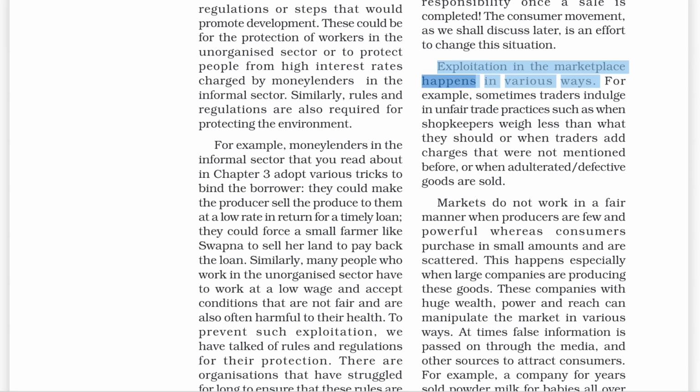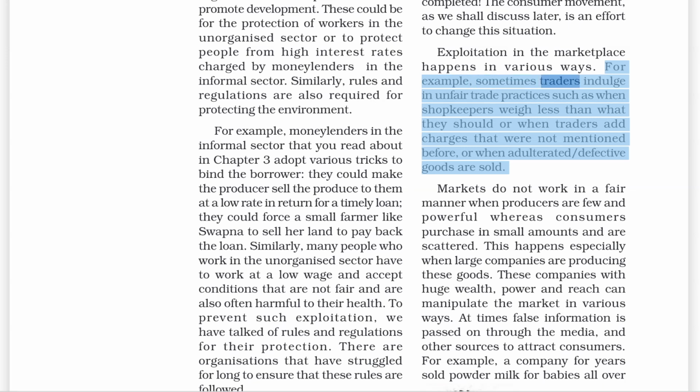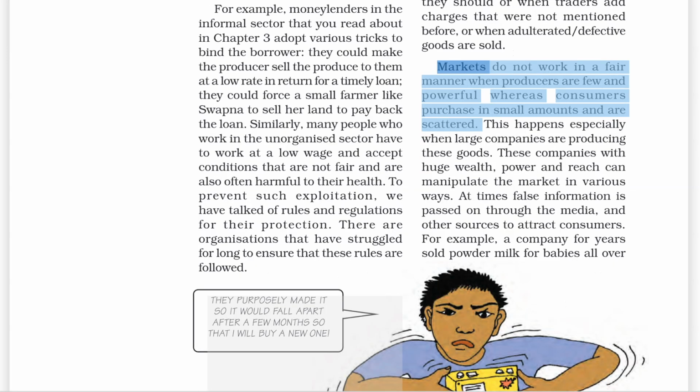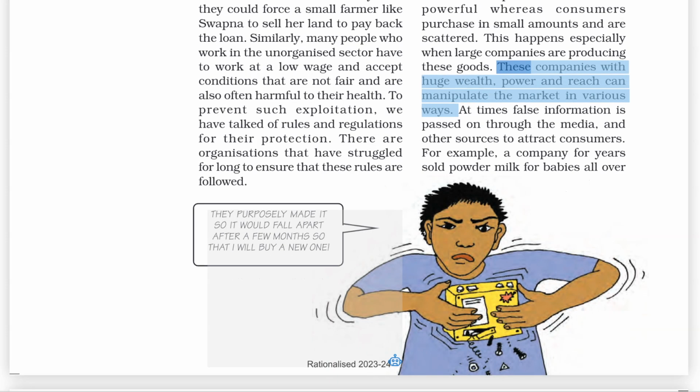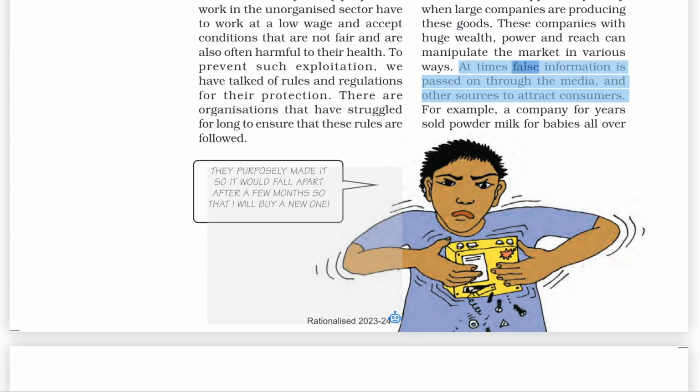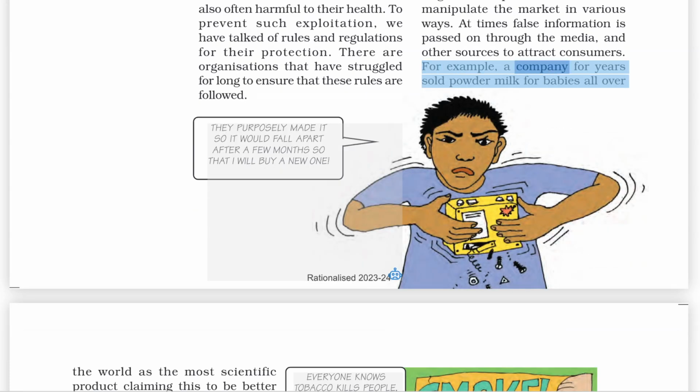Exploitation in the marketplace happens in various ways. For example, sometimes traders indulge in unfair trade practices, such as when shopkeepers weigh less than what they should, or when traders add charges that were not mentioned before, or when adulterated/defective goods are sold. Markets do not work in a fair manner when producers are few and powerful, whereas consumers purchase in small amounts and are scattered. This happens especially when large companies are producing these goods. These companies with huge wealth, power, and reach can manipulate the market in various ways. At times, false information is passed on through the media and other sources to attract consumers. For example, a company for years sold powder milk for babies all over.